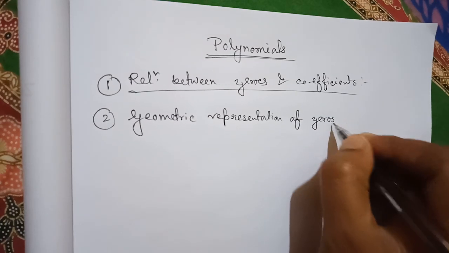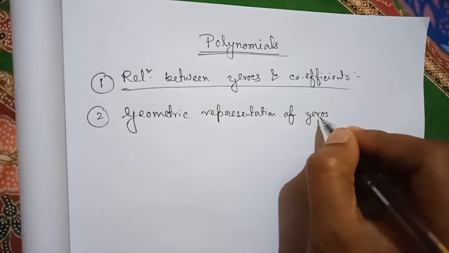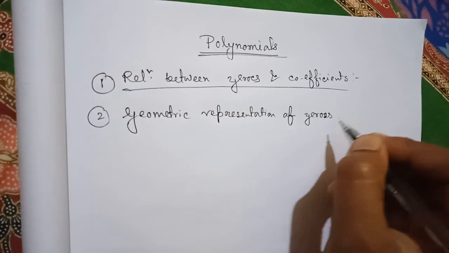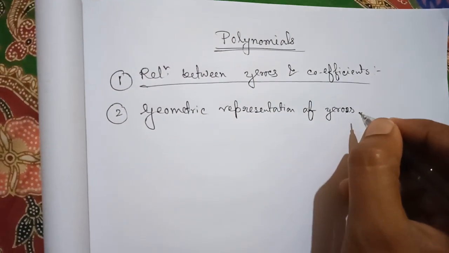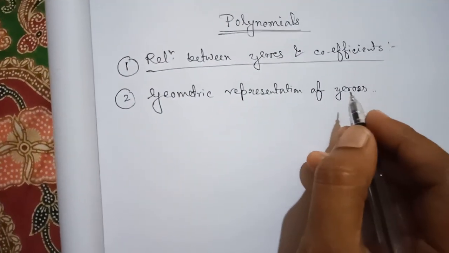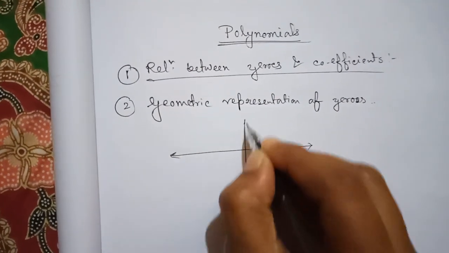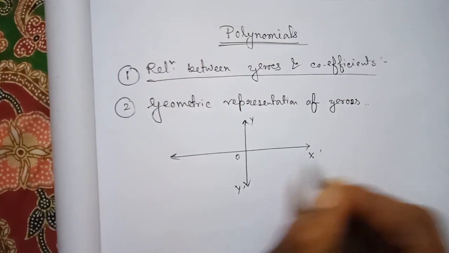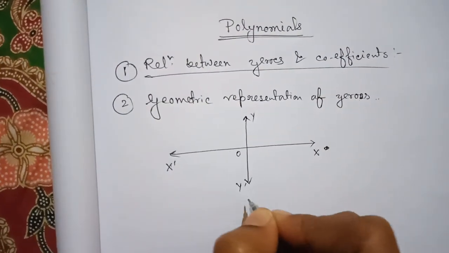In some books, zeros spelling is written ZEROES. In some books, it is written ZEROS. I'm just writing ZEROES. Whatever you like, you please write down because spelling doesn't matter. Representation of zeros, that means, suppose you all know that coordinate geometry means coordinate planes. So x-axis, y-axis, XOX', YOY'.